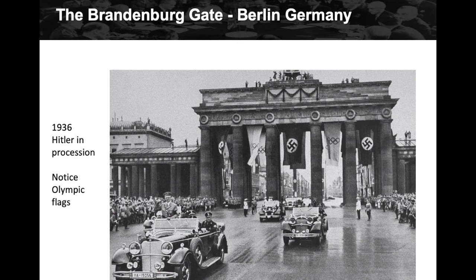And then here we go in 1936. Now we have the Third Reich in power. Hitler's in charge. He's the Führer. And now we have the Brandenburg Gate. And you see the cars driving through. Here's Hitler in his car. And one thing I wanted to point out in regards to this is that notice you have the Olympic flags hanging also right next to the swastika. So, very important symbol in Germany.